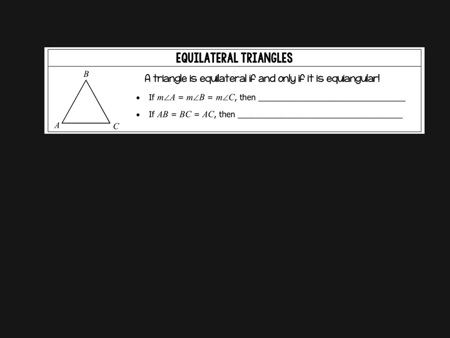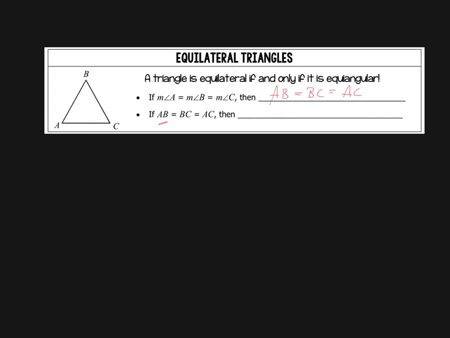The equilateral conversation goes pretty swiftly because we've already really talked about this in class. A triangle is equilateral if and only if it's equiangular, right? If and only if. You cannot have one without the other. So if angle A equals angle B and angle B equals angle C, then we know that AB, this length, is equal to BC, this length, is equal to AC, this length. Automatically, if you have the angles, you have the sides.